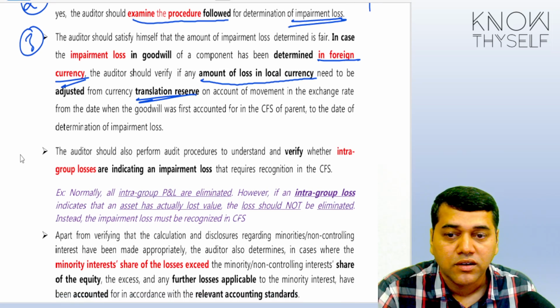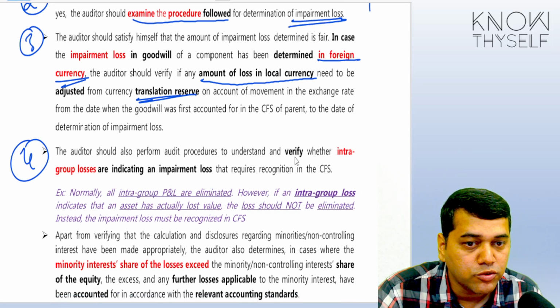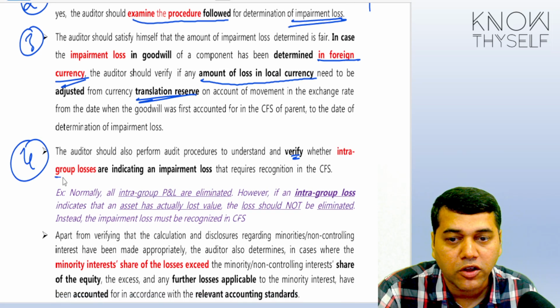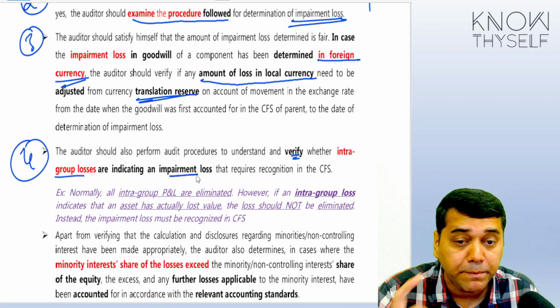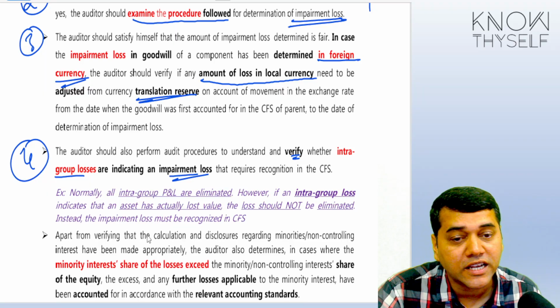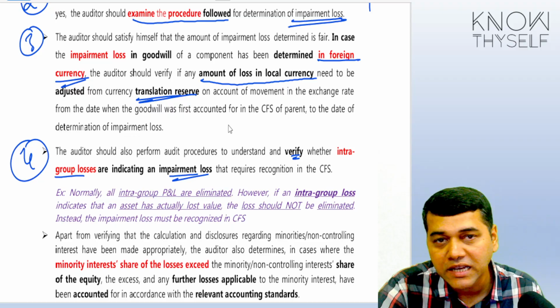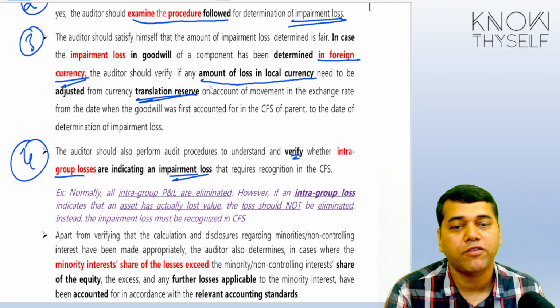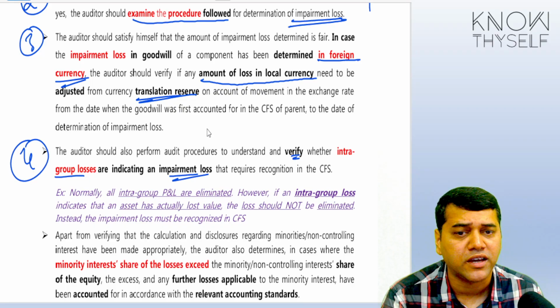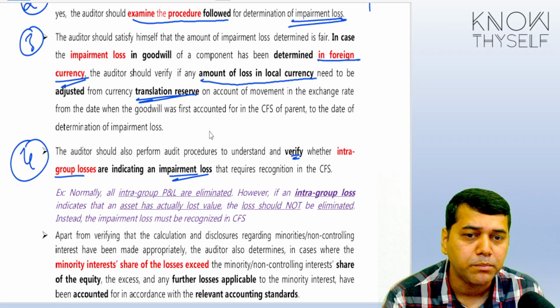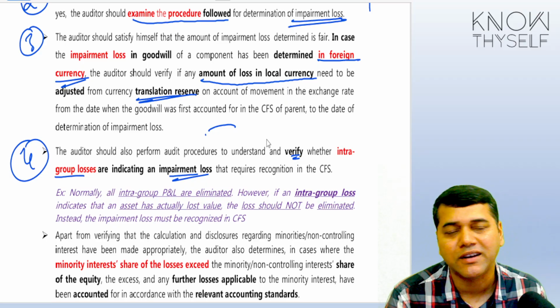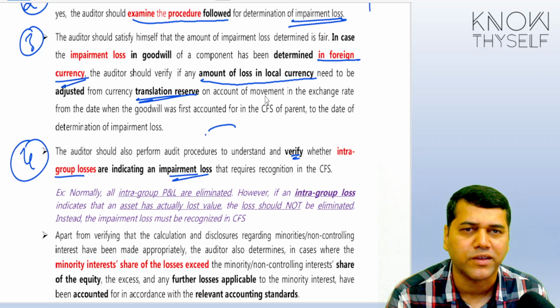Fourth, the auditor should also perform procedures to understand and verify whether intra-group losses are indicating impairment loss. Okay, what is this intra-group loss? See, if you have got any intra-group profits, you will eliminate them. Agree with me? Like, for example, the best example if I give you in FR, the telecommunication is selling one building from parent to subsidiary, 1 lakh rupees is the profit, whatever.